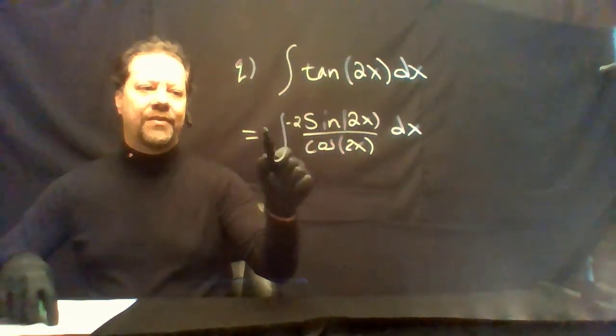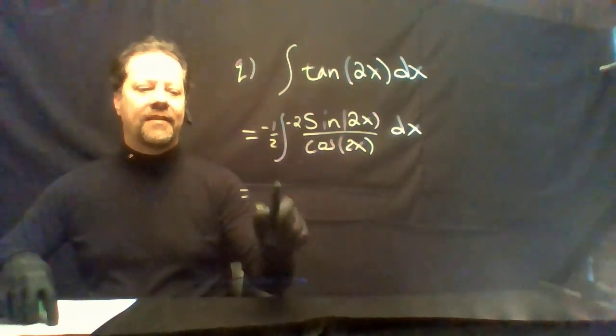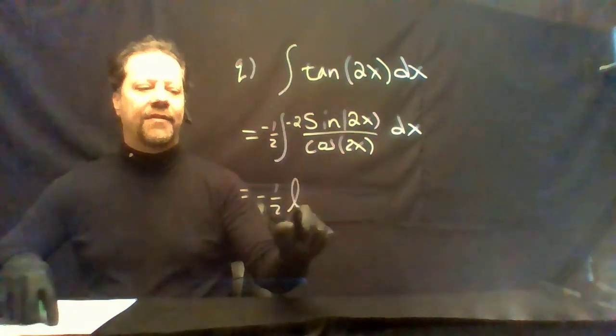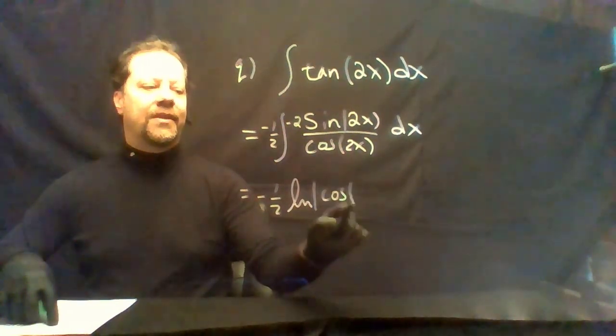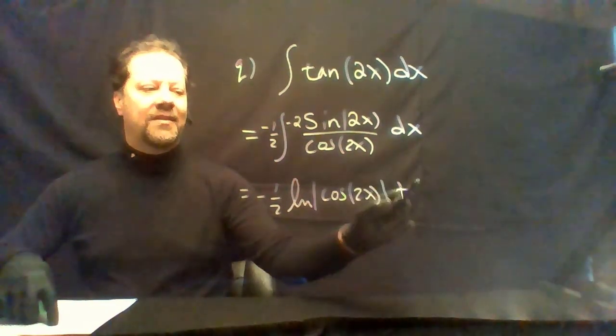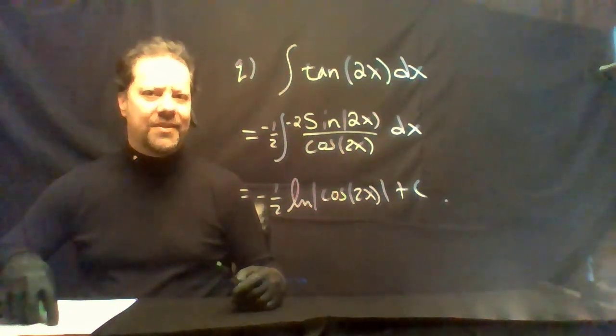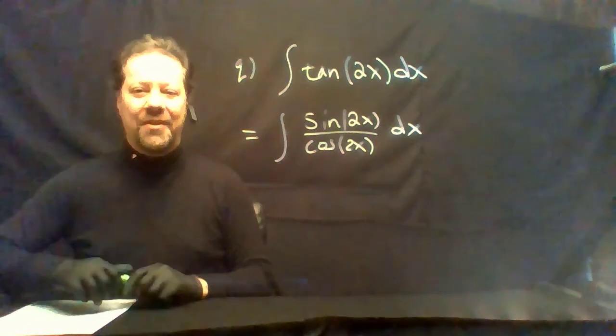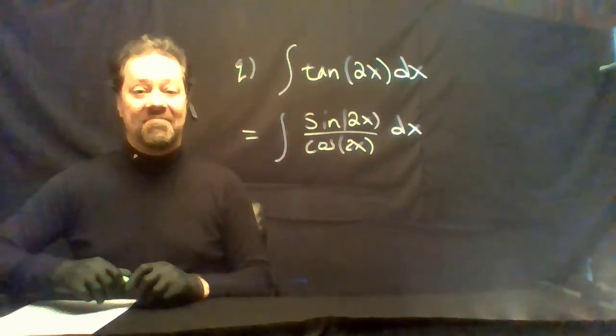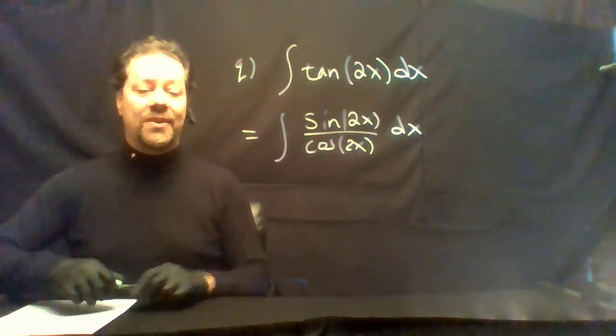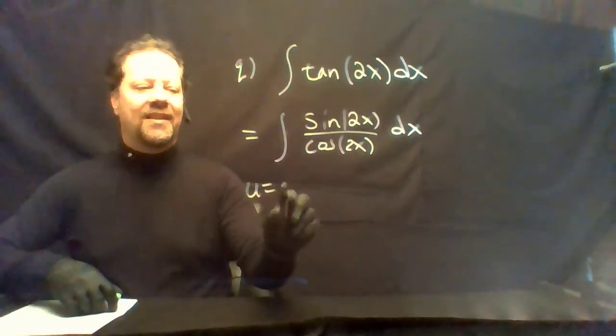So if I put a negative 2 here and a negative 1/2 out front, the answer is negative 1/2 log absolute value of the cosine of 2x plus c. But let's presume that you didn't understand that. If you didn't understand that last method, you can surely understand that we can use a u substitution here.